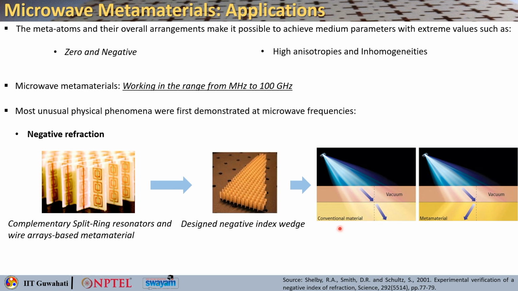And what happens when you have negative index? So, with a conventional material, when light falls from vacuum onto this material, it will just bend a little bit, but it will be on the other side of the normal. So, that is the typical refraction that we know. But when you replace this conventional material with this metamaterial, which has a negative refractive index, the light or the electromagnetic wave will bend on the same side of the normal and it will go in this direction rather than going this way. So, this is a completely unusual physical property of any material.